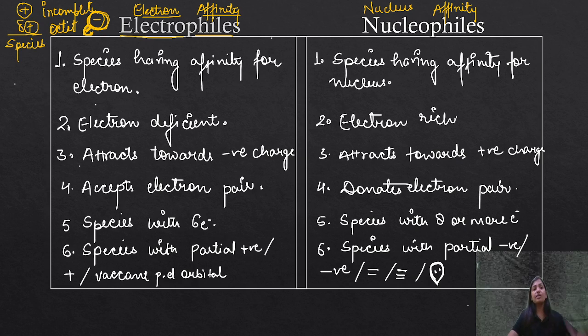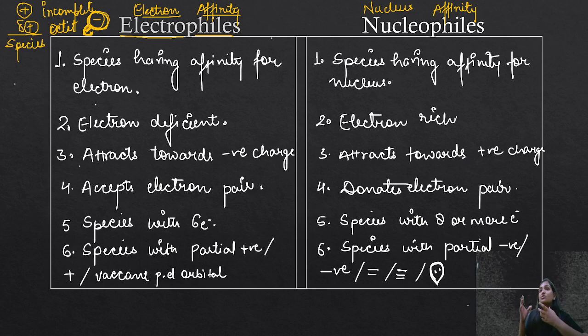So just by looking at a positive charge or a partial positive charge over any of the species, we can't say that this is electrophilic. We have to see whether this really needs electron or not. If anything is having a hungriness for the electron, so any of the species must be hungry for the electron, then only it will accept the electron pair.